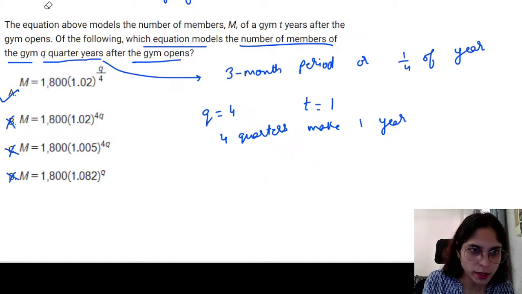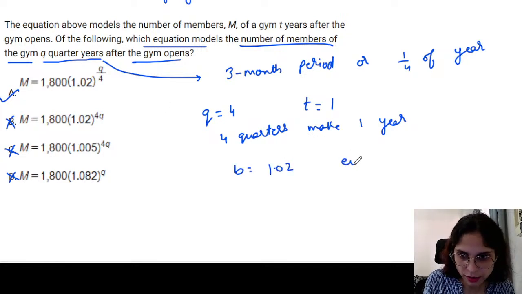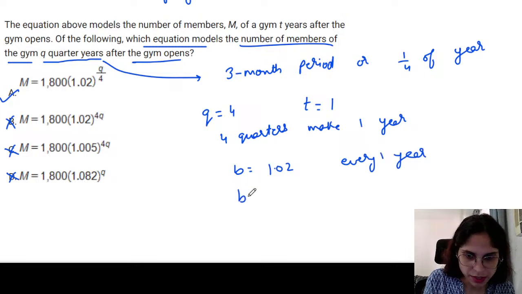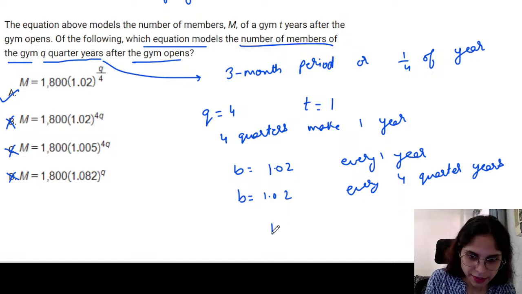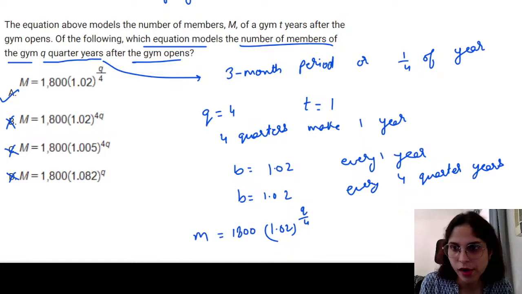4 quarters make 1 year. So B is equal to 1.02 every year. That means B is equal to 1.02 every 4 quarter years. That is why it should be 1.02 to the power Q over 4. Here, I just wanted to change it over here.